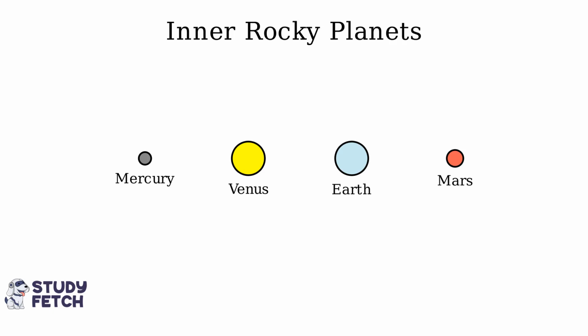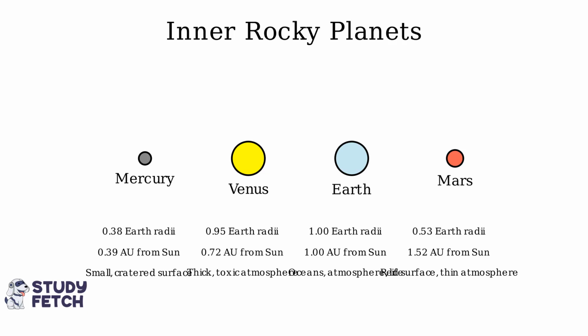The inner planets consist of Mercury, Venus, Earth, and Mars. These 4 planets are relatively small and have solid, rocky surfaces. Mercury is the smallest and closest to the Sun. Venus has a thick atmosphere. Earth is the only known planet with life. Mars has a distinctive red surface.